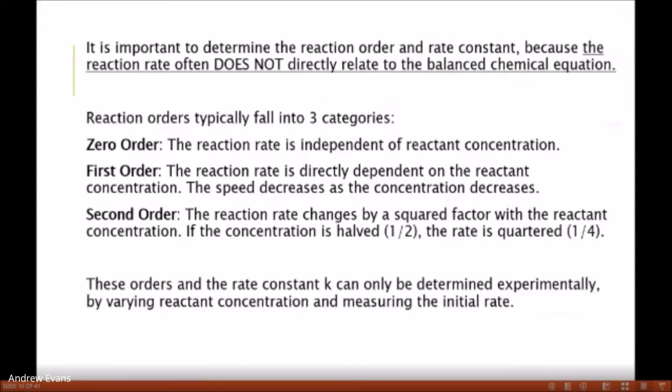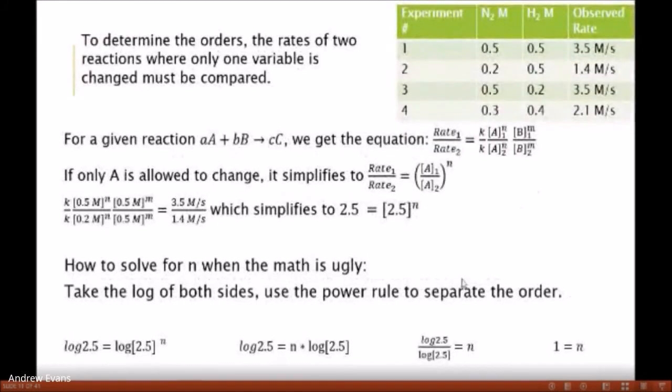These orders, along with k, we can determine experimentally. How it's done in the lab is you take a reaction, you measure it, and you vary the concentrations and see what happens to the reaction rate. So I'm going to continue through this, and we'll keep looking at this.